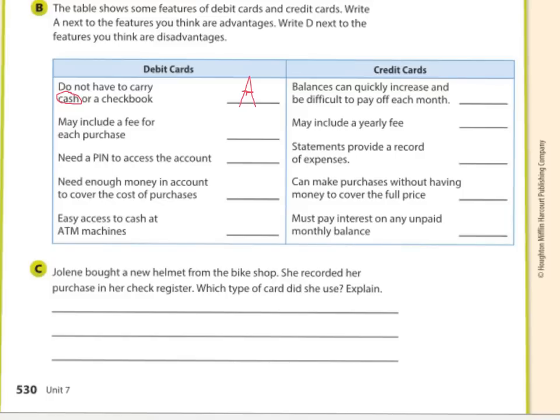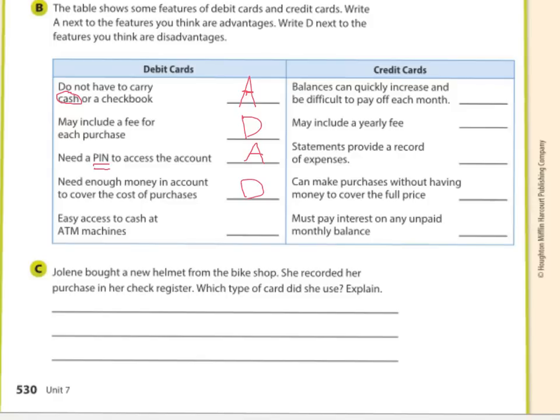May include a fee for each purchase. Boo! You need a PIN to access the account. A PIN number is a personal identification number. It's a code, kind of like when you have your iPad and it's locked and only you know the code. That's the same thing that a PIN is. So that's an advantage because you don't want strangers using your card. Need enough money in your account to cover the cost of purchases. Like if you don't have enough money, you can't buy it because it's tied to your checking account right away. I don't know. I guess that's a disadvantage.